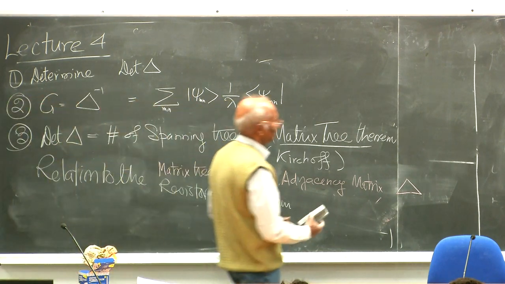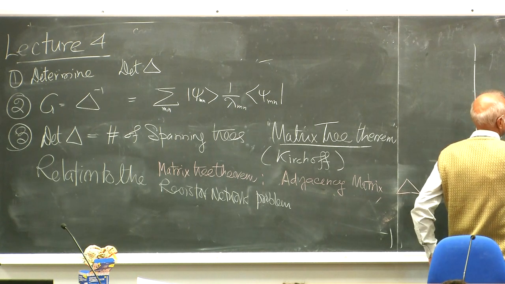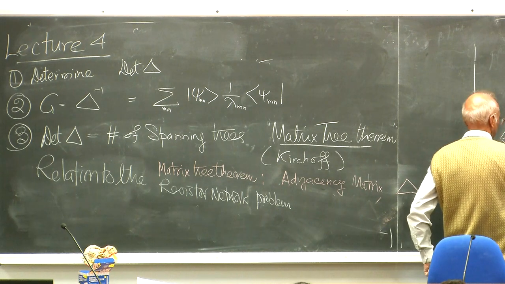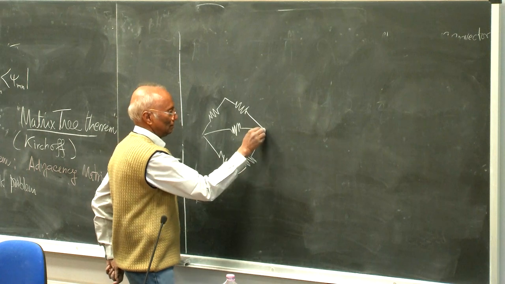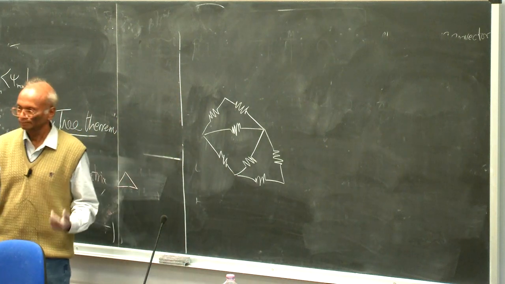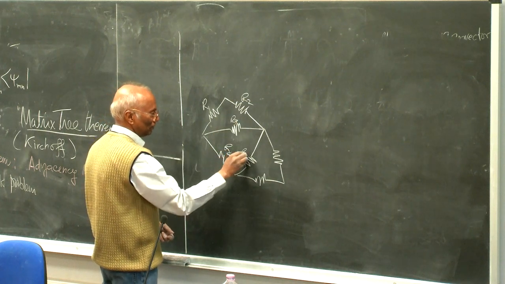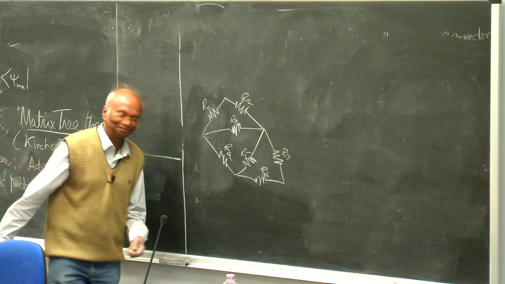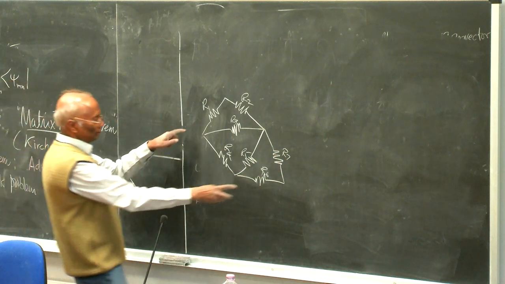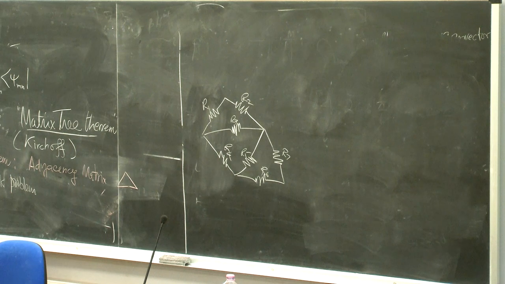So what is the resistor network problem? There is a set of resistors. Okay, I'm given all the resistances, R1, R2, R3, R4, R5, R6, R7. Then I apply some voltage across two nodes, and I want to calculate how much current will flow in this network. That is the problem. Okay, this problem is familiar to everybody.